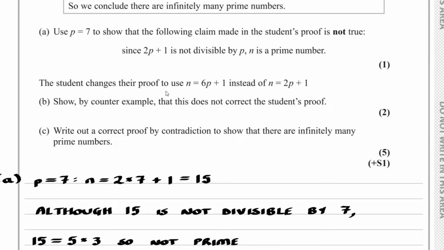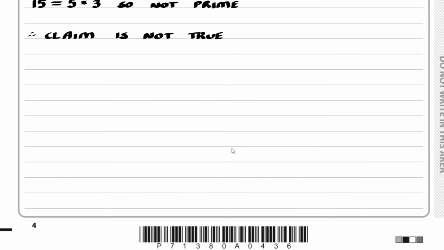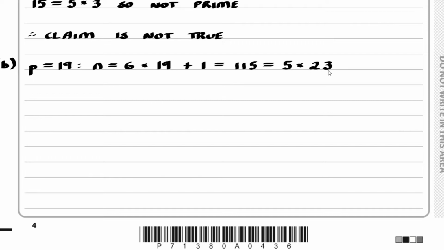The student changes their proof to use n equals 6p plus 1 instead of n equals 2p plus 1. For part B, we have to show by counterexample that this does not correct the student's proof. Well, for part B, if we think about p equals 19, n is equal to 6 times 19 plus 1, which is 115, and 115 is the same as 5 times 23, so it's still not prime. So we can conclude then that using 6p plus 1 does not correct the proof.